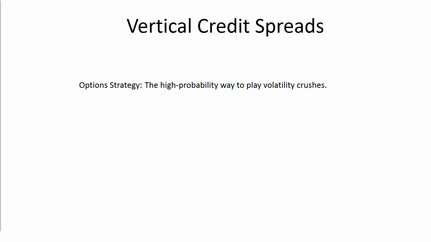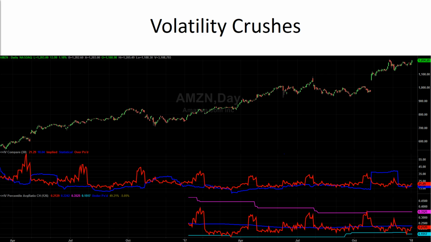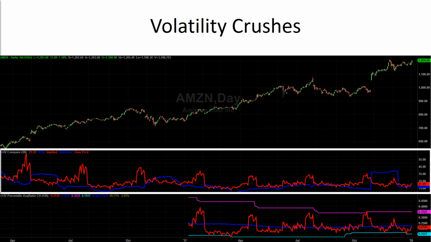And it's a well-known fact amongst options traders that for most assets, implied volatility tends to overestimate how much the expected event will move the asset's price after the event. And so option traders can profit from this phenomenon. Let me show you an example. Here we have a daily chart of Amazon, and I want you to take a look at the indicator just below the chart called IV Compare.